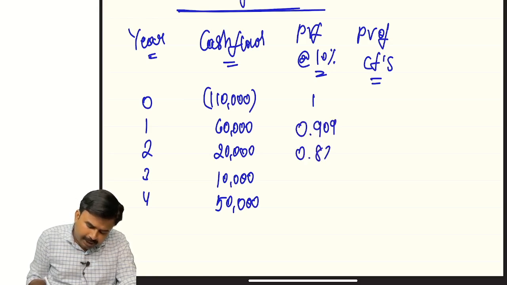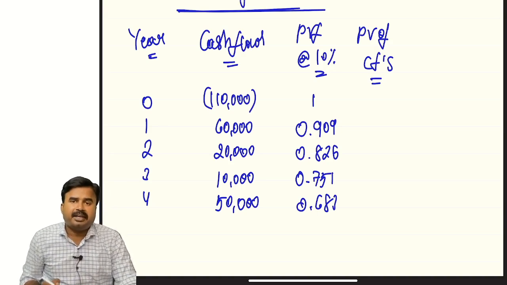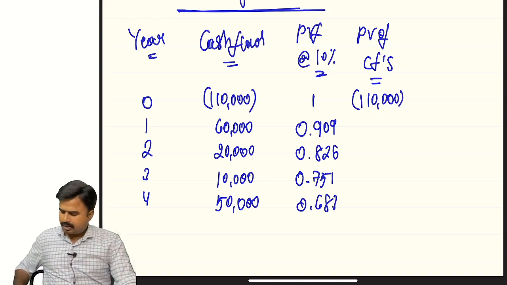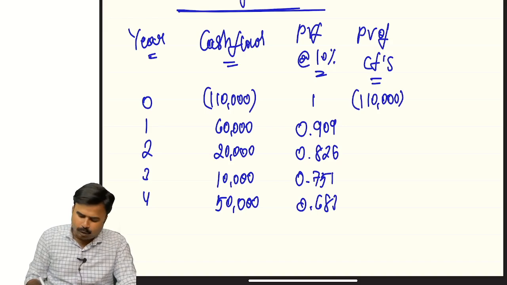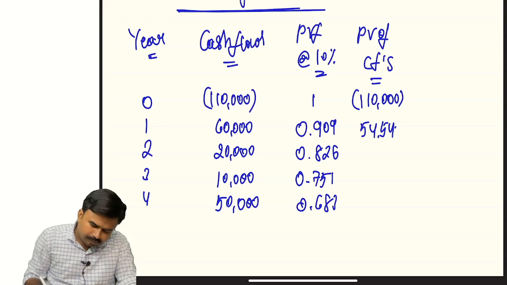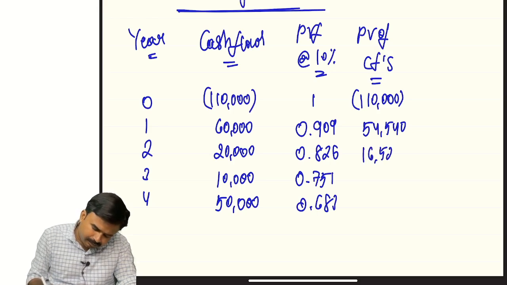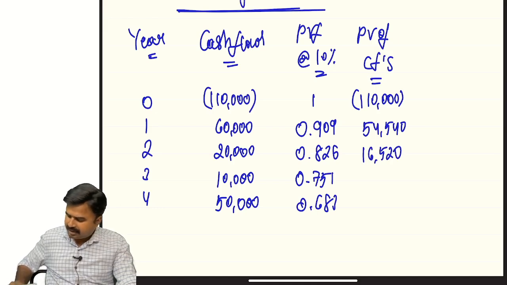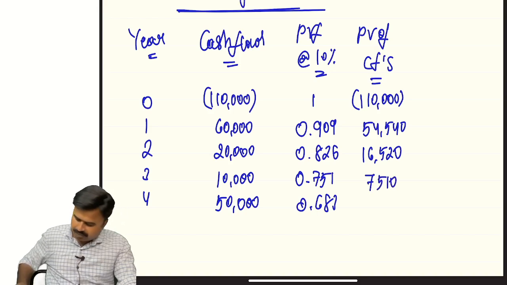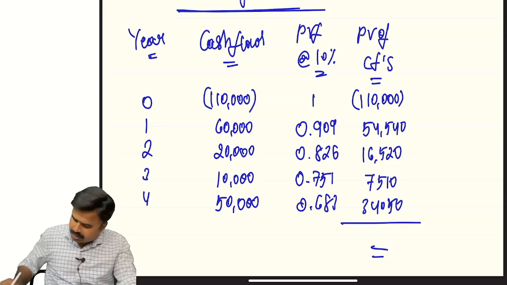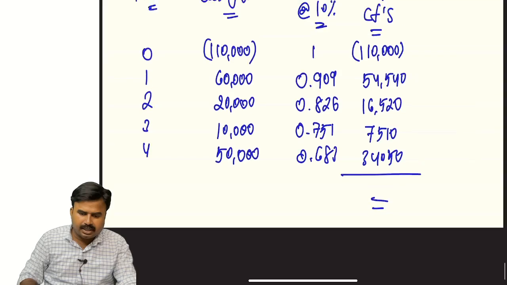0.909, 0.826, 0.751, 0.683. Hope you can refer to the present value factor table for 10% discount rate. 1,10,000. 60,000 into 0.909, 54,540. 20,000 into 0.826, 16,520. 10,000 into 0.751, 7,510. 50,000 into 0.681, 34,050. Total minus 1 lakh, it will be 12,620. That's my positive NPV.